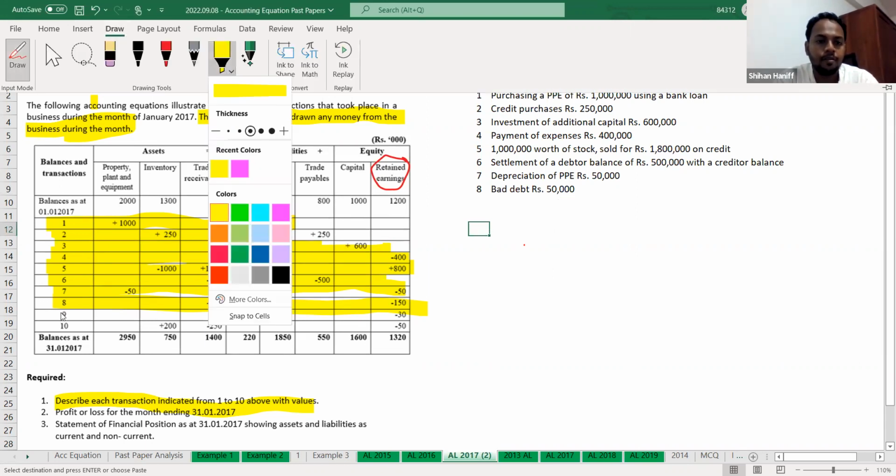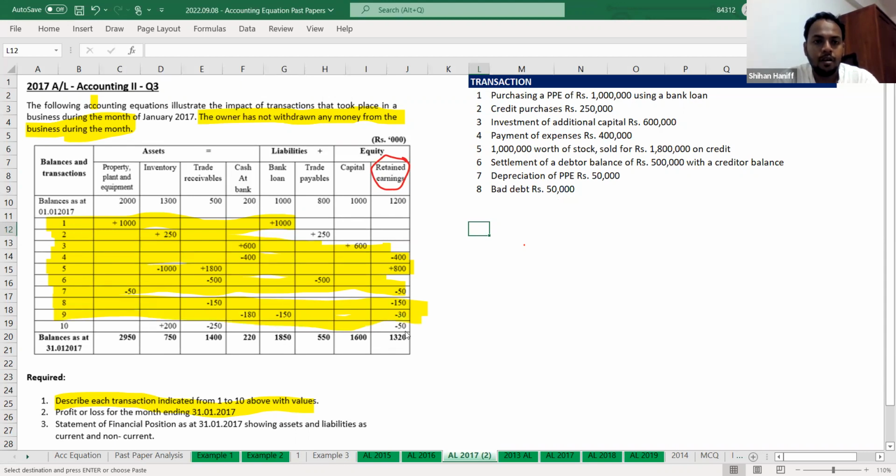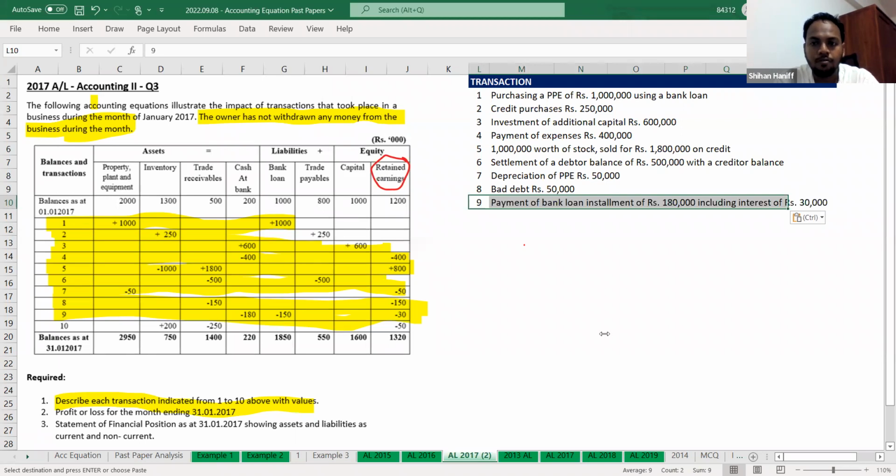9. Cash reduced, bank loan reduced, and expense. So this is payment of bank loan with interest. Interest is 30,000. Total payment is 180. So 150 loan repayment.